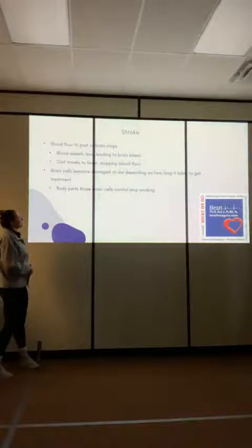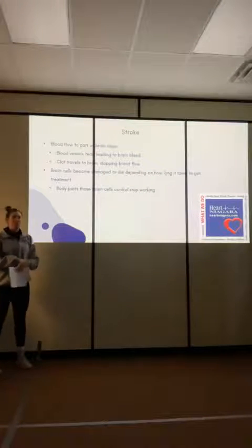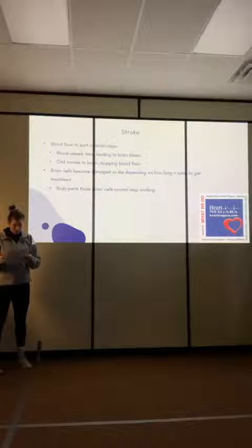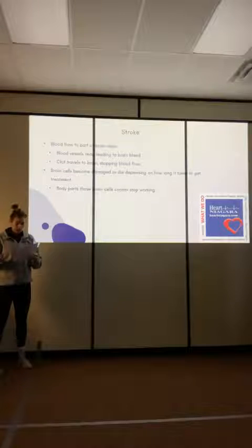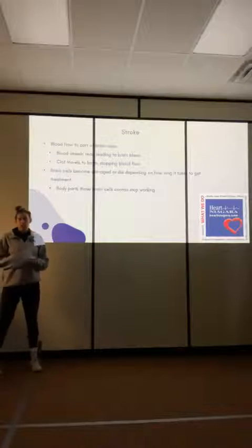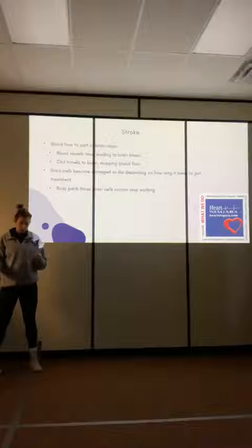So next is stroke. Stroke occurs when blood flow to part of the brain stops. It can occur in 2 different ways. The blood vessels can tear, leading to a brain bleed. That's called a hemorrhagic stroke.